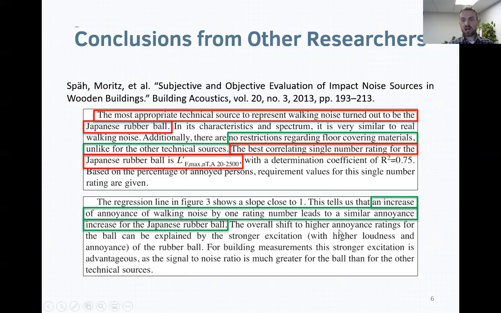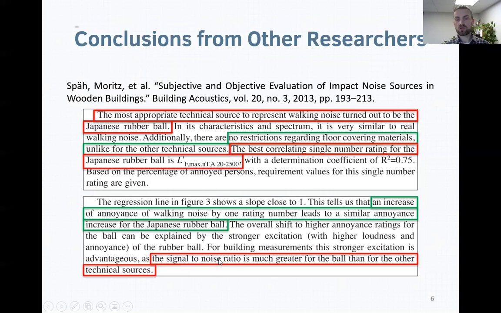So this overall shift to higher annoyance ratings for the ball can be explained by the stronger excitation with higher loudness and annoyance of the rubber ball. For building measurements, this stronger excitation is advantageous as the signal to noise ratio is much greater for the ball than the other technical sources, which we've talked about as representative of what we were finding with our field test too. That signal to noise ratio was better with the ball, and that was helpful.